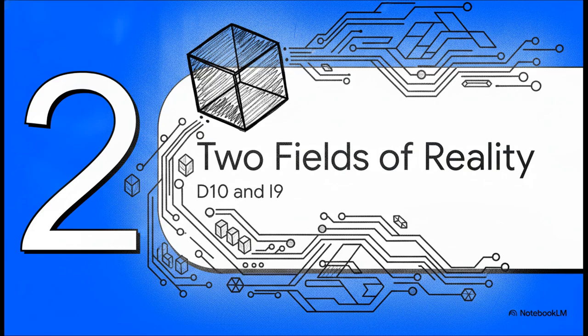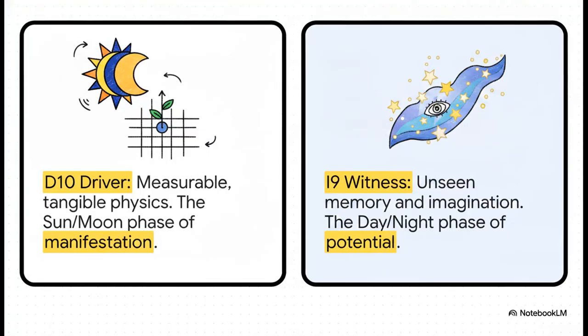Section 2. Two fields of reality. To understand this tesseract, we have to look at its dual source codes. Existence is essentially running on two parallel fields. You have the D10 driver field. This is the physical, measurable decay field. It's the d over dt rate of change, encompassing biology, physics, life, and death.